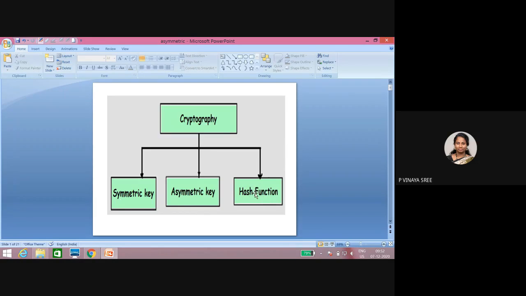So what is a hash? Hash function is used for identifying authentication. This will be discussed in unit 3.